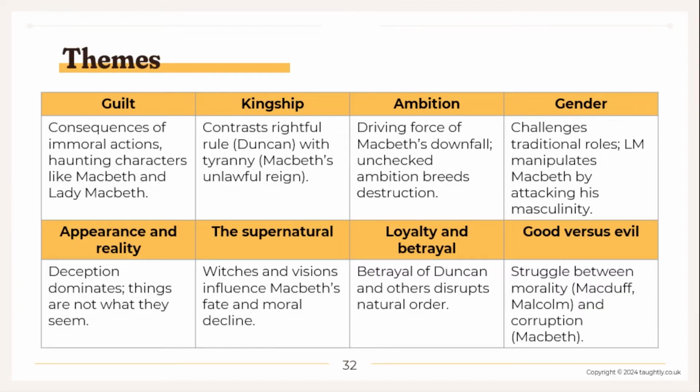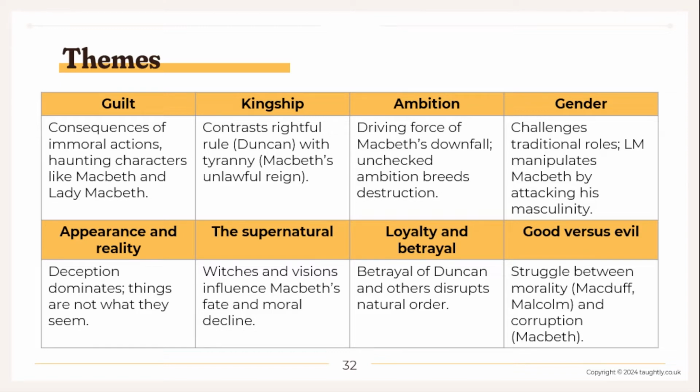So guilt. Guilt represents the consequences of immoral actions. It haunts characters like Macbeth and Lady Macbeth. Kingship. So within the kingship of Macbeth, we've got the contrast of the rightful rule of Duncan with Macbeth's tyranny and unlawful reign. Ambition. So ambition is Macbeth's hamartia, his fatal flaw. It's the driving force of Macbeth's downfall, that he is too ambitious. So by that, Shakespeare offers the message that unchecked, uncontrolled ambition will breed destruction.